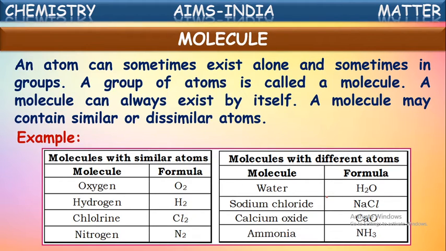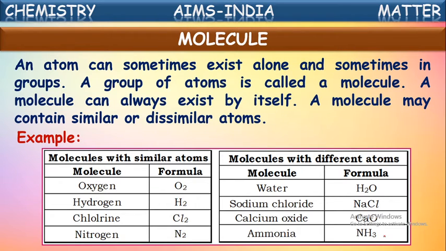Whereas if you observe the second column, some molecules are shown which are made from different atoms. If you see the water molecule, it is made from hydrogen and oxygen. Sodium chloride, sodium and chlorine. Calcium oxide is made from calcium and oxygen. The ammonia molecule is made from nitrogen and three hydrogen atoms. So different kinds of atoms are there in these molecules.